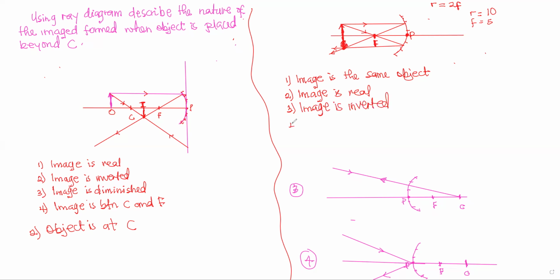Last one. What is the last observation? There is a very important one. Yes, Ella. The image is formed at the center of curvature. So image is formed at C. Thank you.